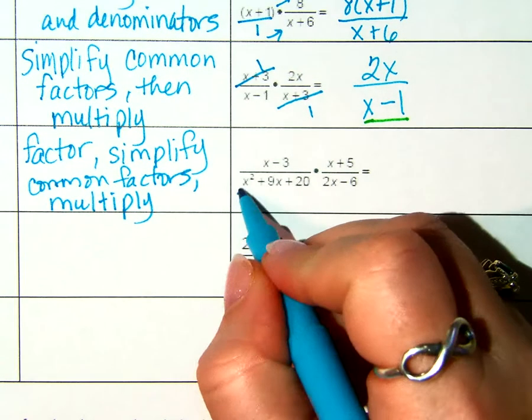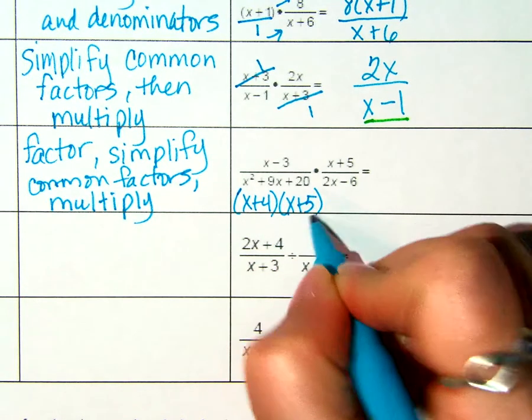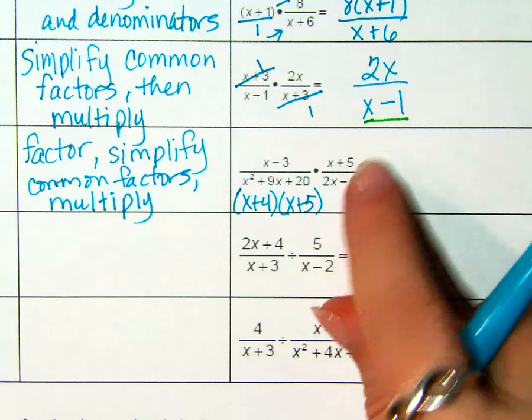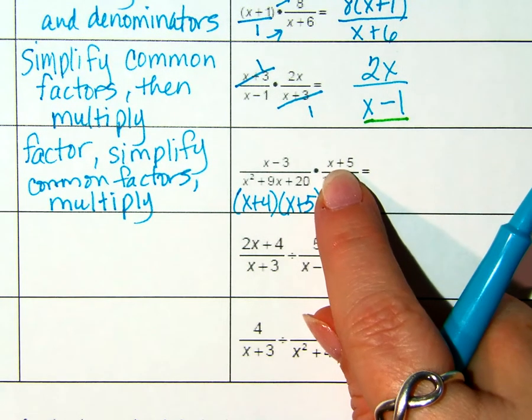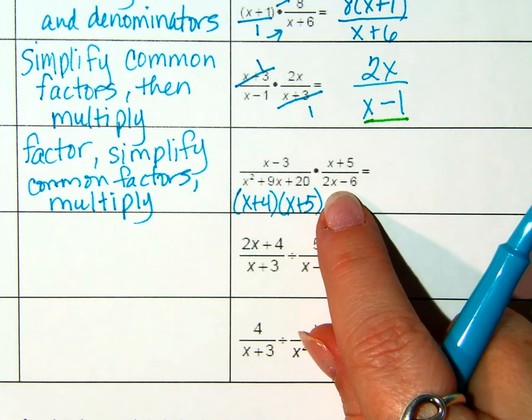Perfect. 4 and 5. So x plus 4, x plus 5. Yes, I am. Very smart. Can I factor this numerator? No. Can I factor this denominator? You're right the first time. What can I do?